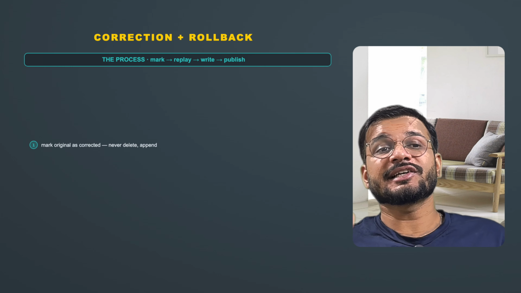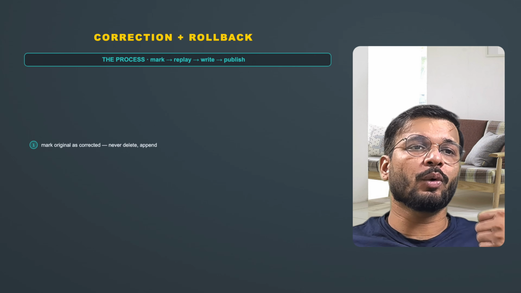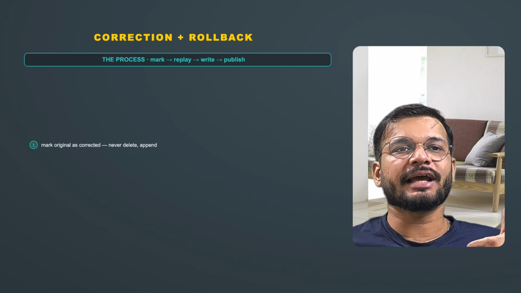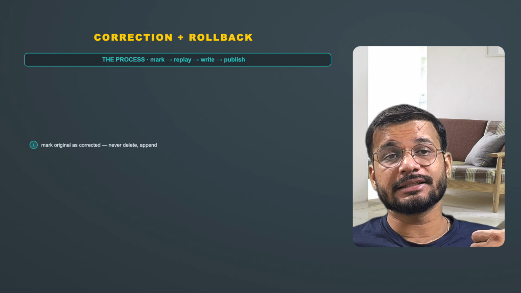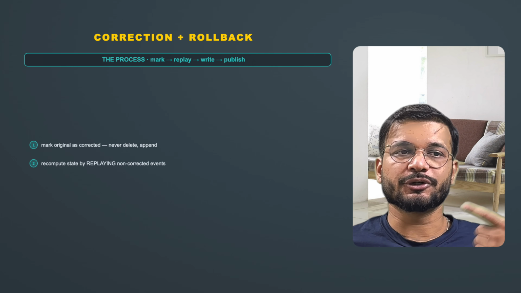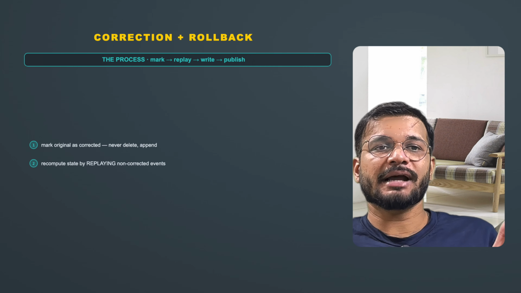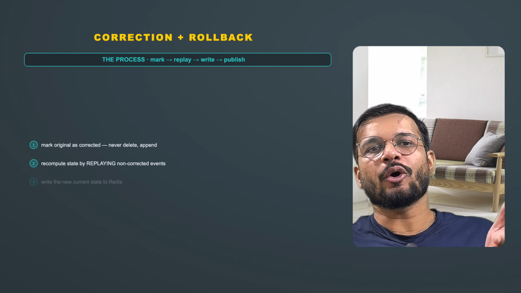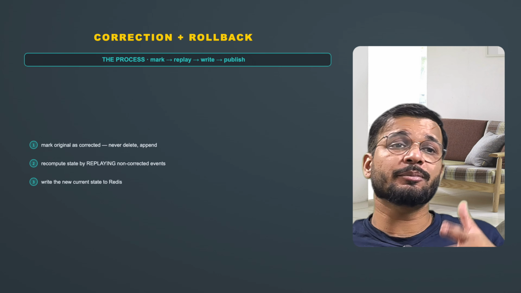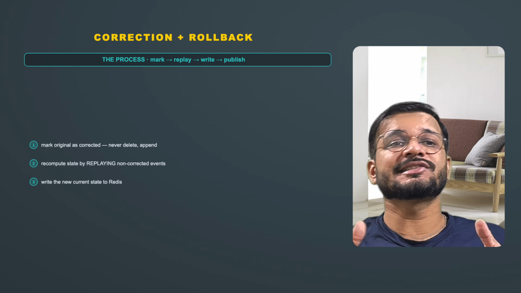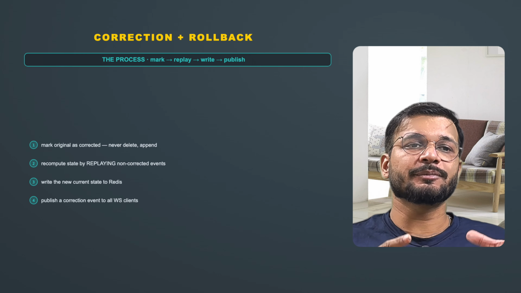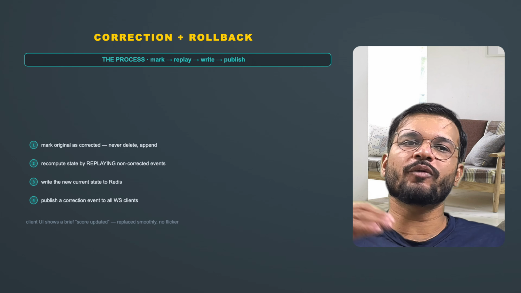When the score processor receives a correction event, number one, we mark the original event as corrected in Cassandra. We never delete the history. We append. Number two, we recompute the current match state from scratch, replaying all non-corrected events. Then number three, we write the new current state to Redis. Number four, we publish a correction event to all WebSocket clients.